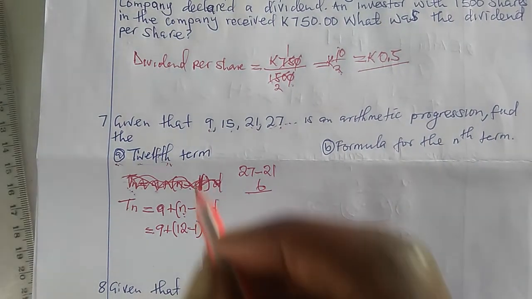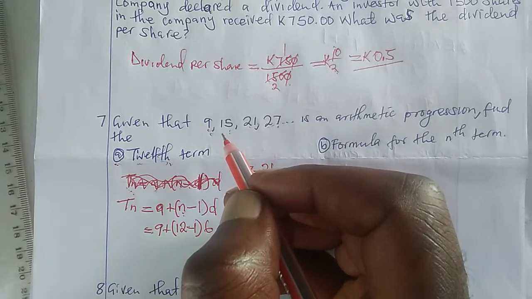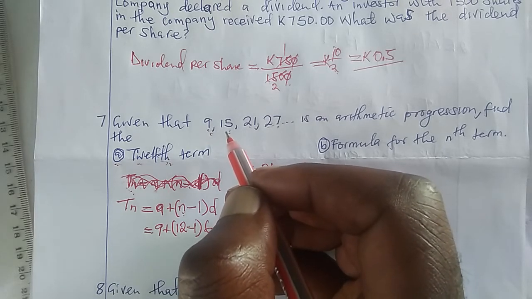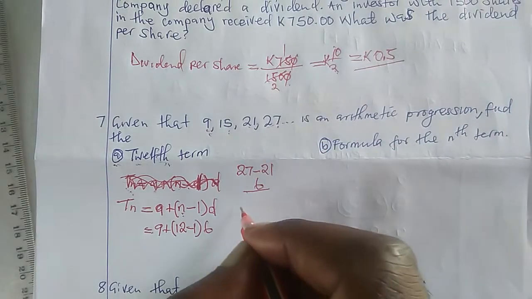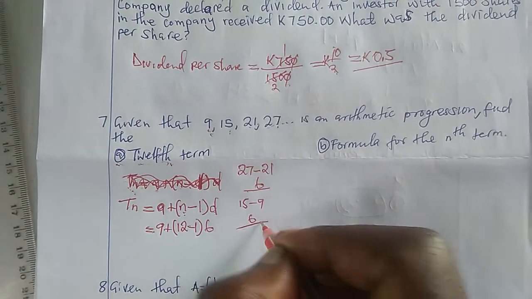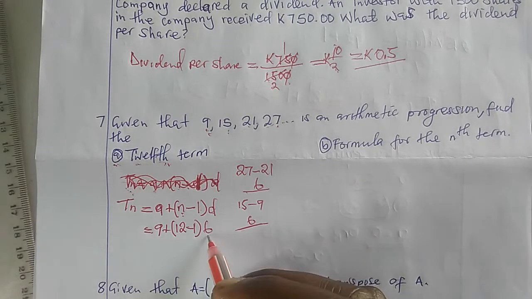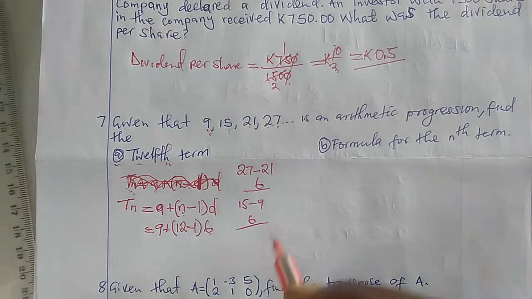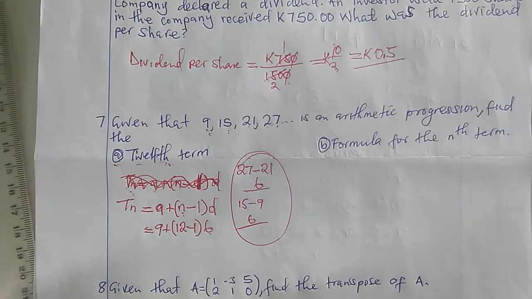It doesn't matter whether you pick 9 and 15. As I told you, pick the smallest numbers so that they don't give you a challenge in finding the difference. Even when you use 15 minus 9, it gives us 6, so this is the common difference. You can ignore this, I was just demonstrating how to find the common difference.